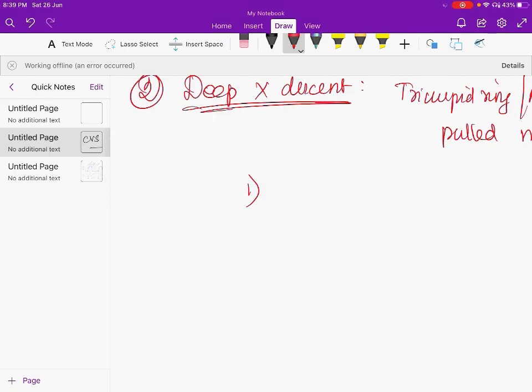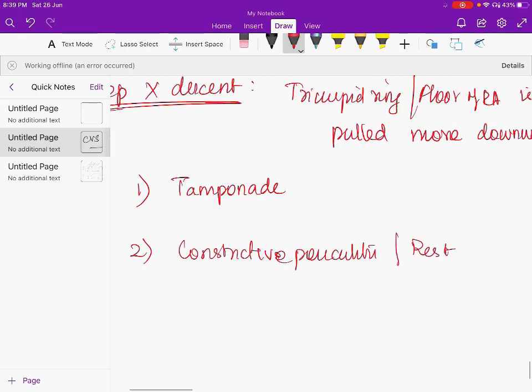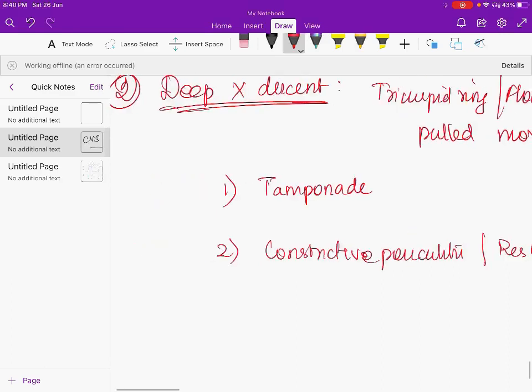No, not right ventricle hypertrophy, not necessarily. Your cardiac tamponade and your constrictive pericarditis. What happens in constrictive pericarditis or in your restrictive cardiomyopathy? The ability of the heart to pump the blood inside your pulmonary artery is reduced. So to pump the blood inside the pulmonary artery, your heart has to contract more vigorously. Your right ventricle has to contract more vigorously, and this will produce your deep descent.